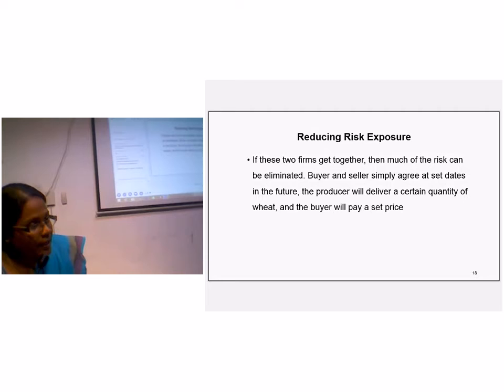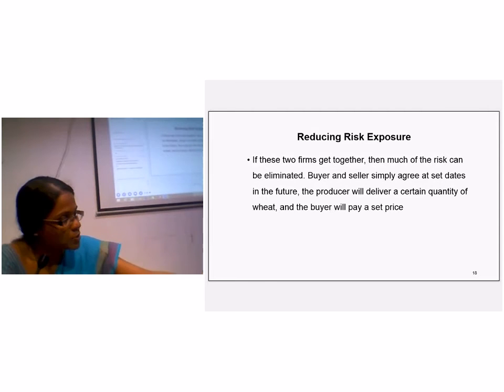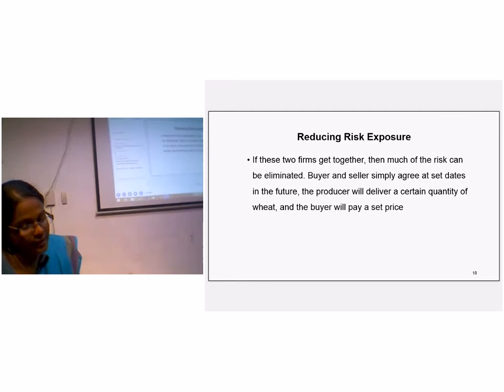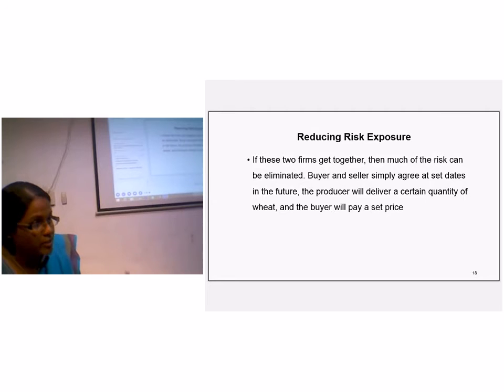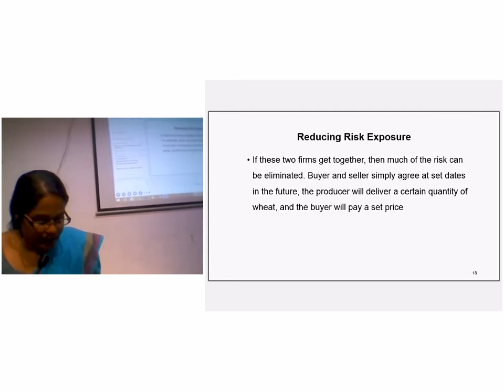Since they are facing totally opposite risk profiles, they can get together and decide a price. I will deliver this much quantity in 3 months, you pay this much price to me. With that agreement, you can reduce, not eliminate. I will explain why I am using reduce instead of eliminate. You can reduce the risk of price fluctuations to some acceptable level. Because whatever the market price, both seller and buyer are locked in a price. Whatever the market price, your transaction will be done at the agreed price. Clear? Okay.